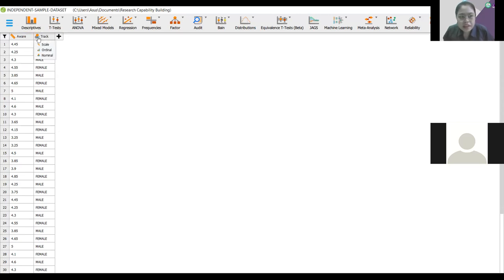ng ating data. I-click natin ito. And yes, tama, naka-nominal. Kasi di ba, sex is a nominal type of data. Wala siyang numerical value. Instead, you only have classification. But for the level of awareness, this is also correct. It's a scale type of data.